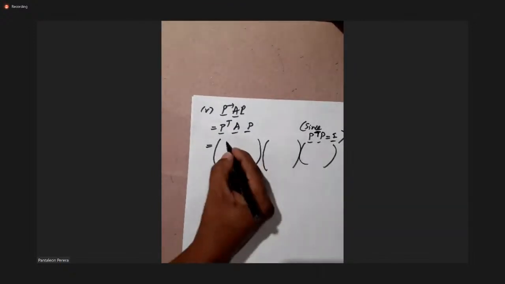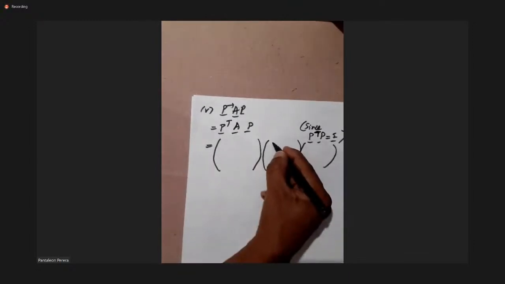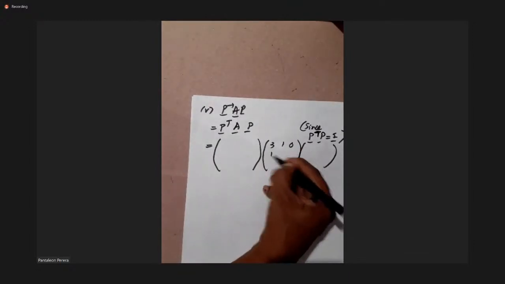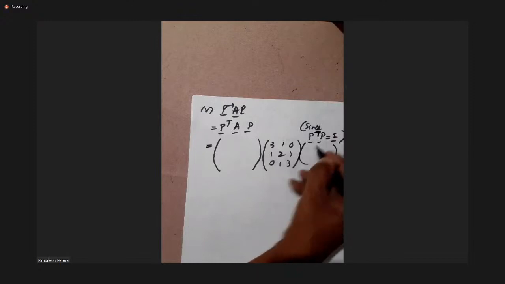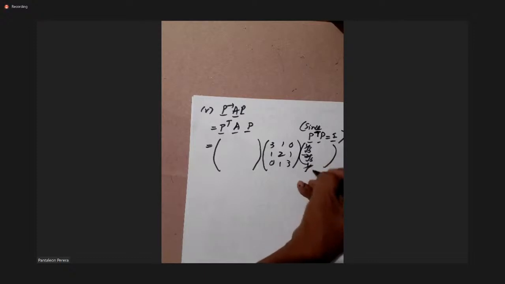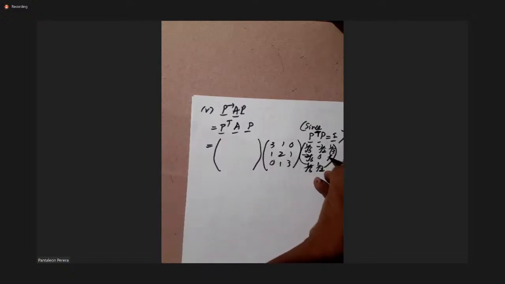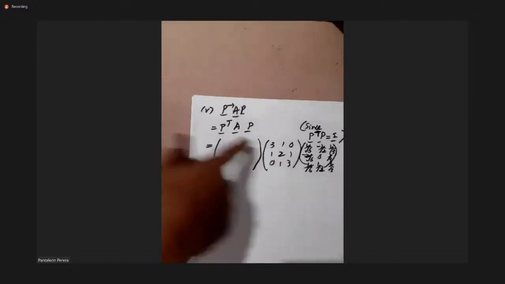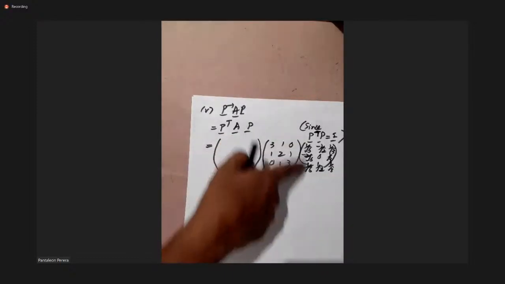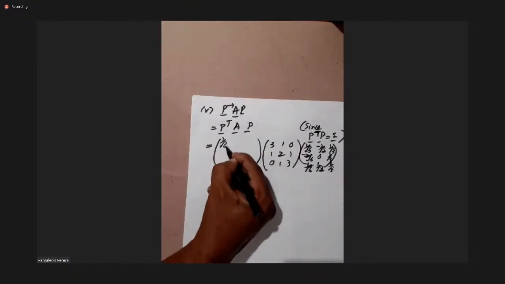Now you have to multiply and tell me the answer. This is 3 1 0, 1 2 1, 0 1 3. This 1 over square root 6, minus 2 over square root 6, 1 over square root 6, minus 1 over square root 2, 1 over square root 2. I don't have enough space there. Now you can find the transpose. I mean, you can take the transpose here.